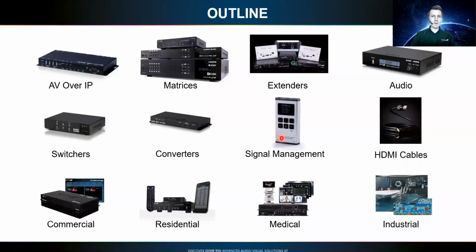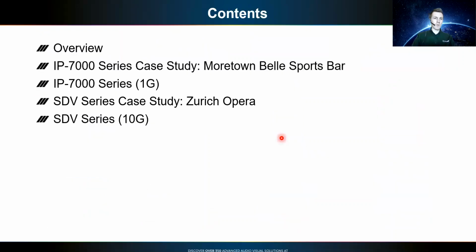You can see through here CYP are known for a wide range of products, as displayed here: AV over IP, HD-Base-T and HDMI matrices, extenders, audio, switches, converters, signal management, cabling, commercial application, residential, medical, which is also coming up soon as a new avenue, and industrial as well. Today we'll be focusing on AV over IP. We'll be working through an overview, then looking at our 1 gig solution, the IP7000 series, and then the SDVoE products, which are a 10 gig solution.